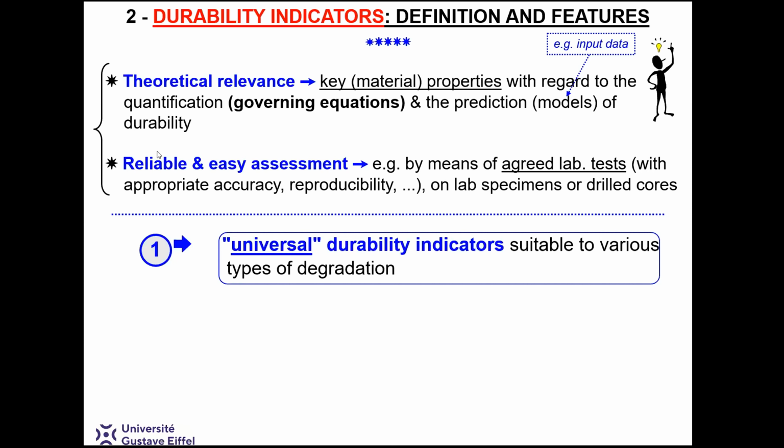And the second criterion for a durability indicator is a reliable and easy assessment.